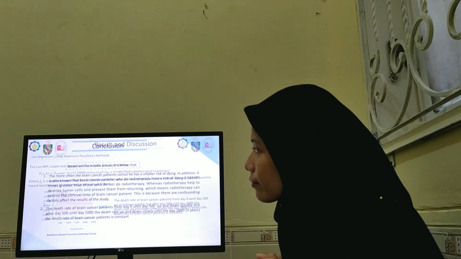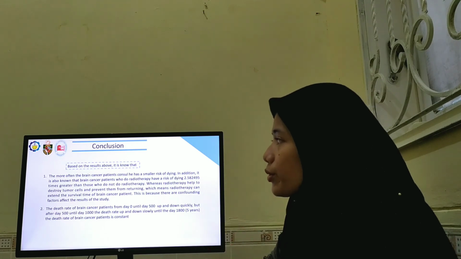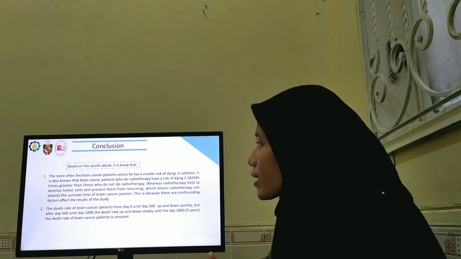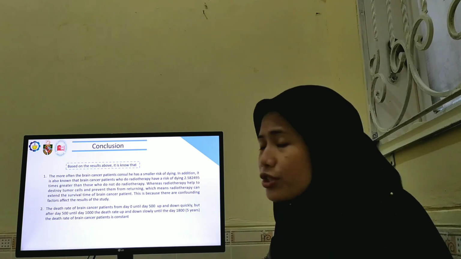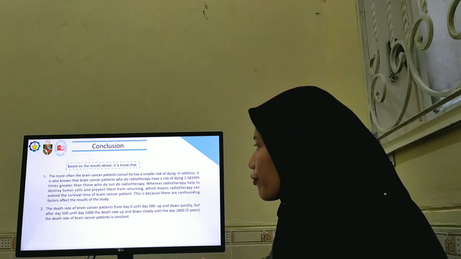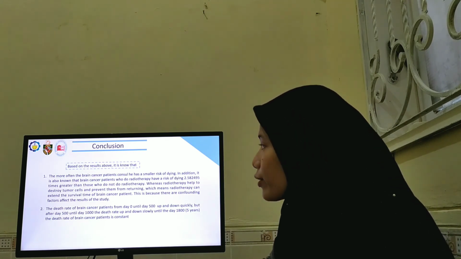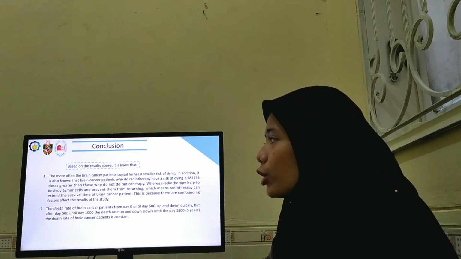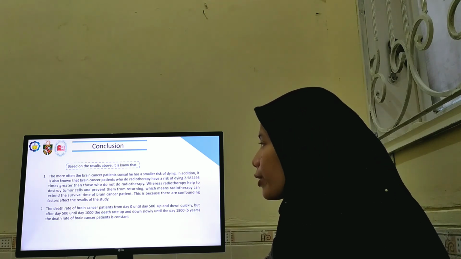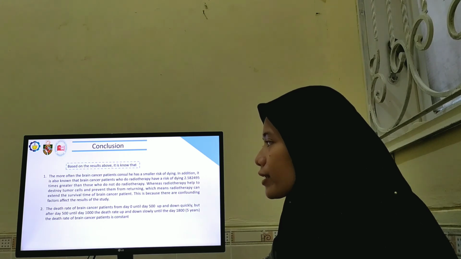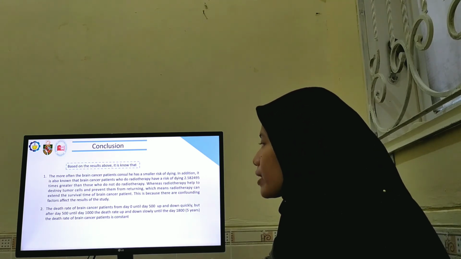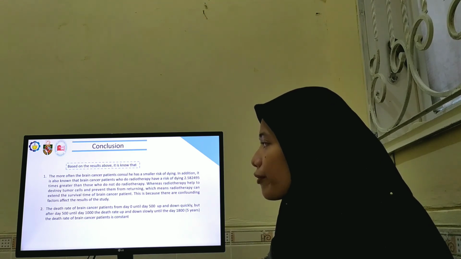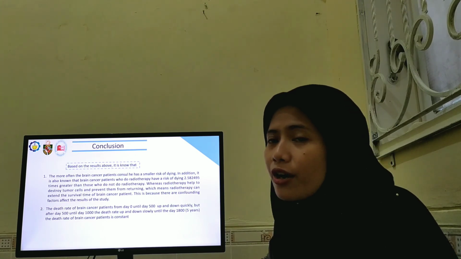The next is the conclusion. Based on the results above, it is known that the more often brain cancer patients consult, the smaller their risk of dying. In addition, it is also known that brain cancer patients who do radiotherapy have a risk of dying 2.59 times greater than those who don't do radiotherapy, whereas radiotherapy helps to destroy tumor cells and prevent them from returning, which means radiotherapy can extend the survival time of brain cancer patients. This is because there are confounding factors affecting the result of the study.